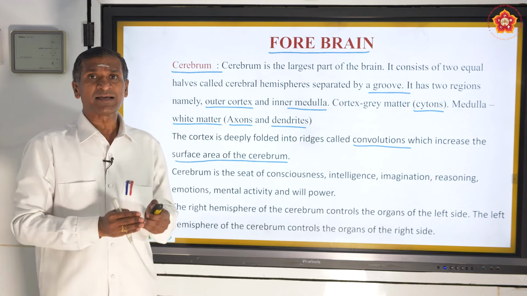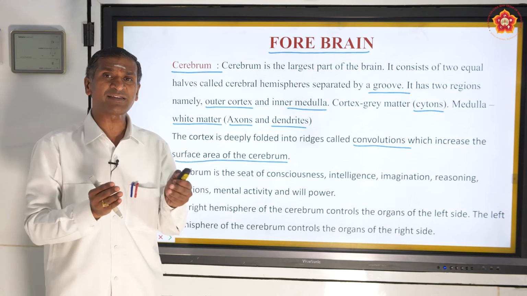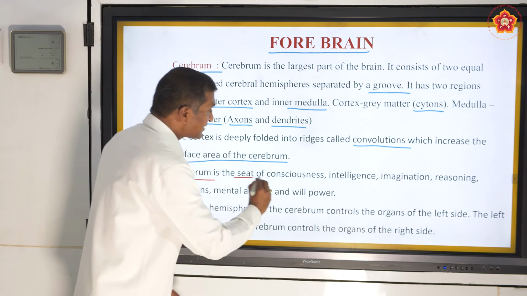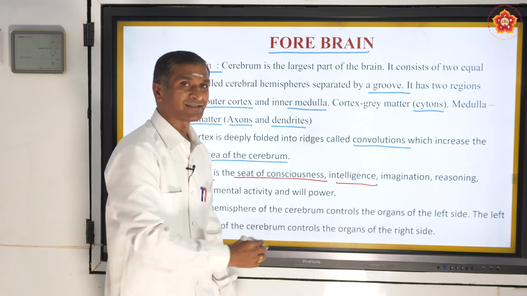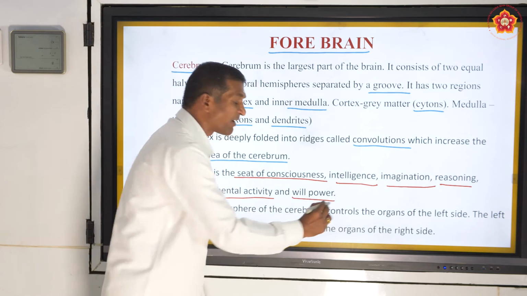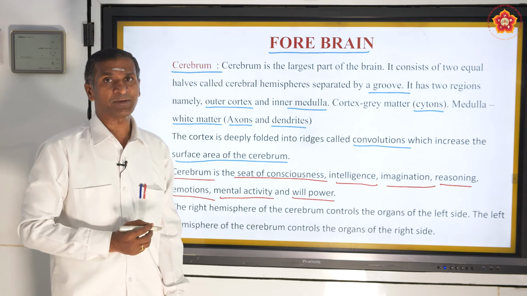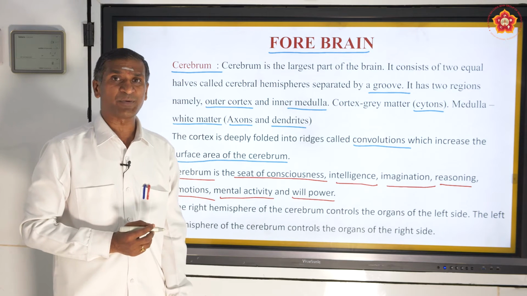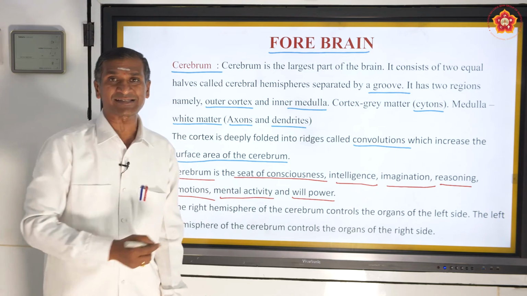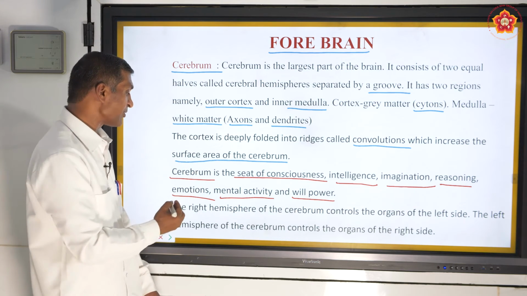As the convolutions increase, the memory power, the IQ, the intelligent quotient, and also the thinking power and the willpower increase, because the cerebrum is the seat of consciousness, intelligence, imagination, reasoning, emotional expression, mental activity and willpower. Memory power also we can tell. So the cerebrum is highly developed and given high priority among the brain parts. No doubt all the parts are important, but the cerebrum, which occupies 3/4 of the brain, is the seat of consciousness, alertness, intelligence, memory power, reasoning, thinking power, willpower, and also the emotions.